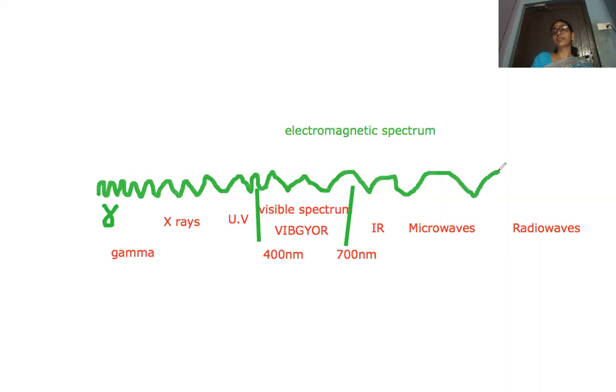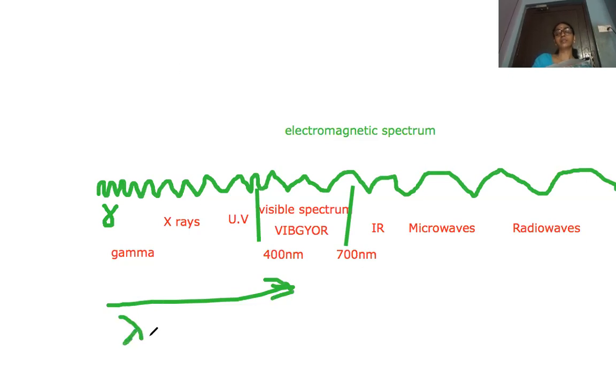Microwaves, the wavelength still increases. Radio waves, the wavelength still increases. So as we go from left to right, what is happening to the wavelength? It is going to increase. So wavelength is increasing means what is happening to their frequency here? Automatically what will happen to the frequency or energy levels? That would be decreasing.